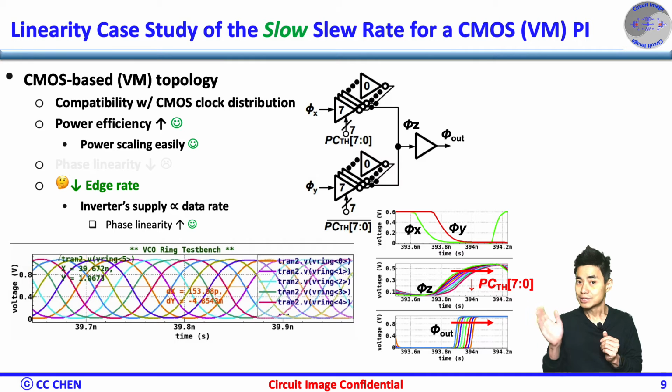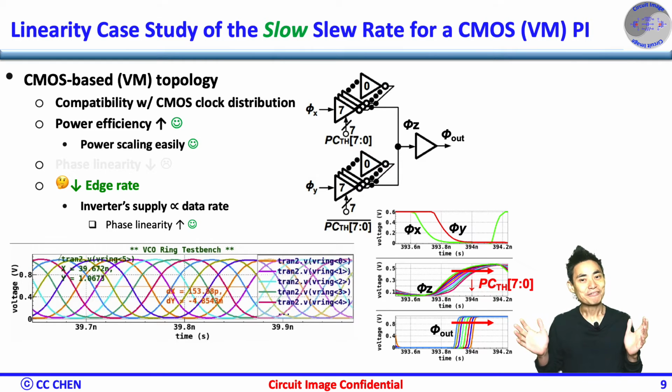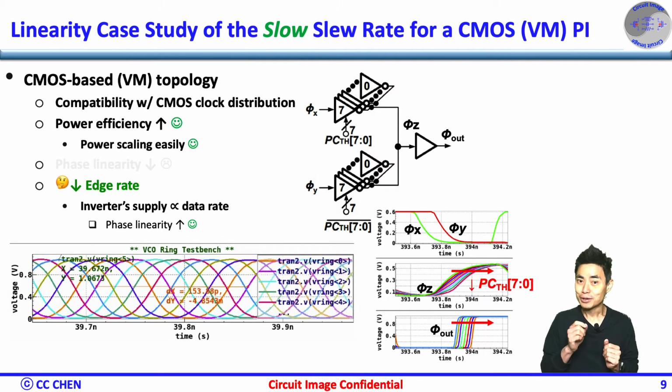Then the transition time of the interpolated waveform phi z is equal phase between different waves from both input waveforms phi x and phi y. After a few buffers of the phi z, the output phase phi out shows an equal phase stepping between the phase cones. Then the slow slew rate of the voltage mode PI has a high linearity.